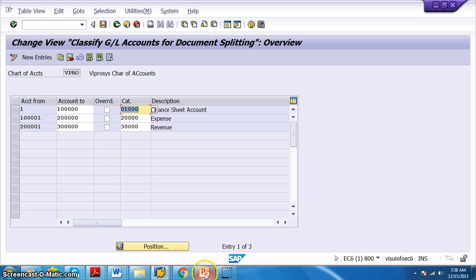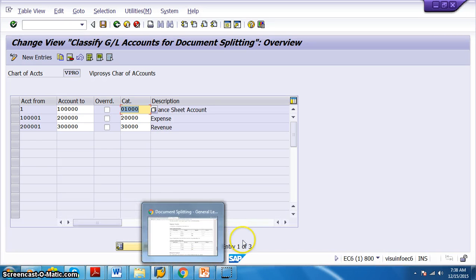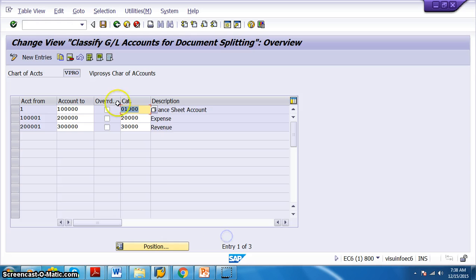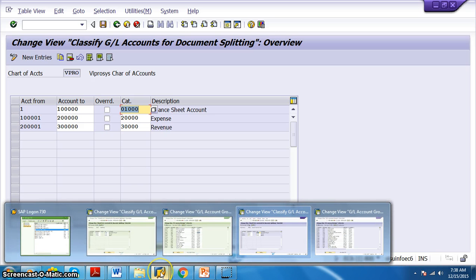This is a very important concept, and for this we also have to create the segment. And remember, for segment creation and for GL account, there is no specific transaction code as of now. We need to go through the path itself. So we need to remember the path.